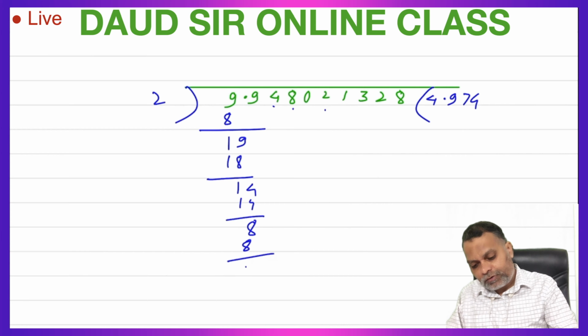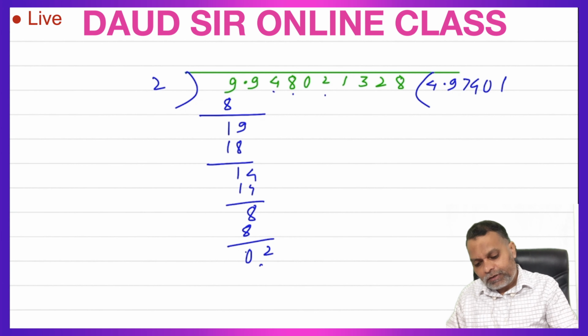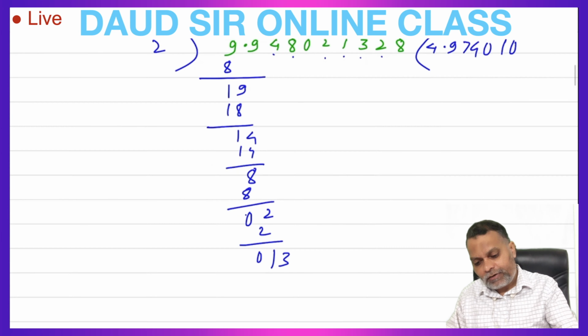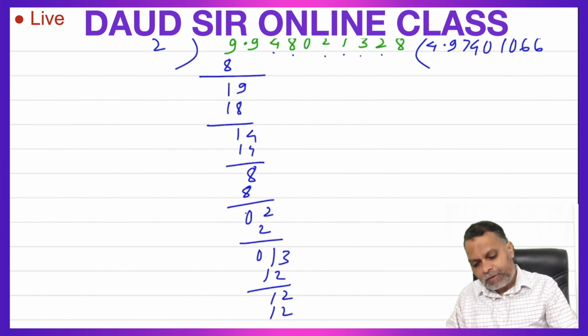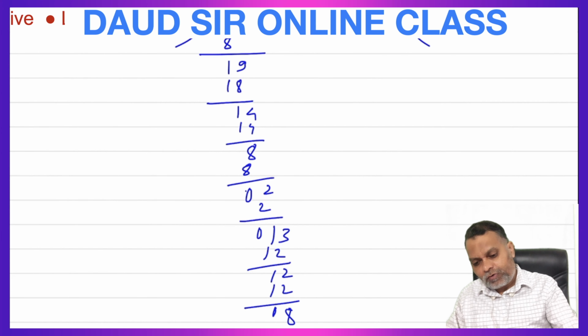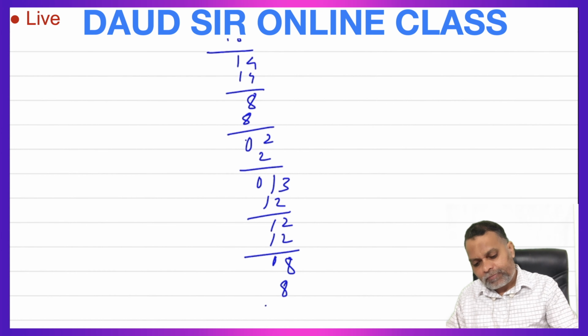Bring down this 0. 0 not divisible, so put 0 and bring down this 2. 2 1s are 2. Again this 0 and this 1. Put 0 and bring down this 3. 3. 2 6s are 12. 1. Bring down this 2. 2 6s are 12 and this 0 and bring down this 8. 2 4s are 8. 2 4s are 8. 0.